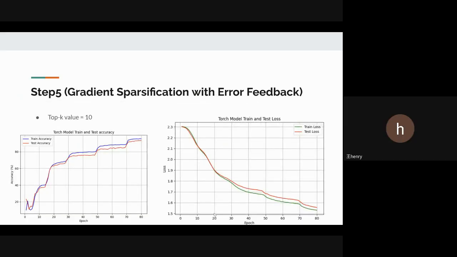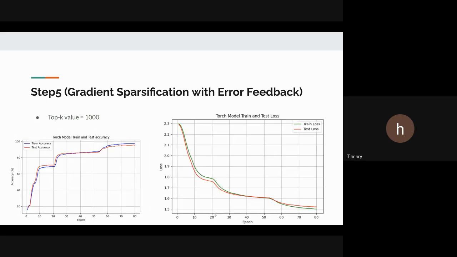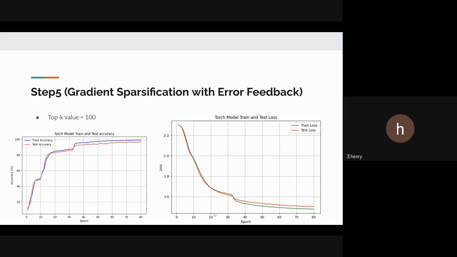Okay, so for the final part, I will introduce the section about gradient specification. Here we include this mechanism and discuss our experiments through these three cases. We set the top K value separately from 10 to 100 to 1000, and it can be observed that the convergence speed for the second case is higher than the other two cases.